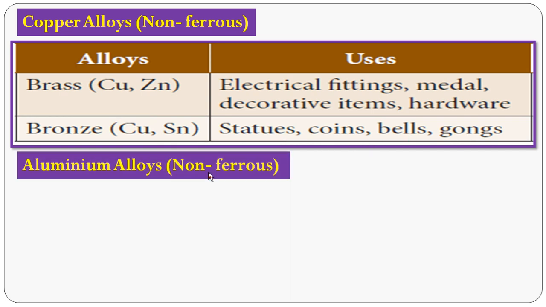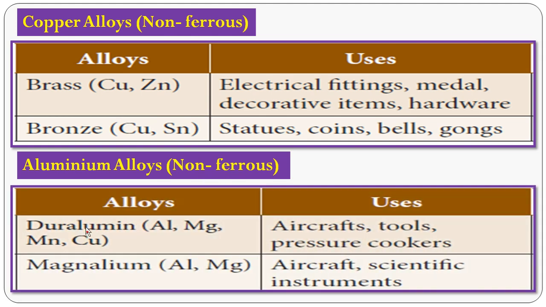The next one, aluminum alloys. It is also a non-ferrous alloy. The first one, duralumin, contains aluminum, magnesium, manganese and also copper, and it is used for aircraft tools and also pressure cookers. The next one, magnalium. Magnalium contains aluminum and magnesium.